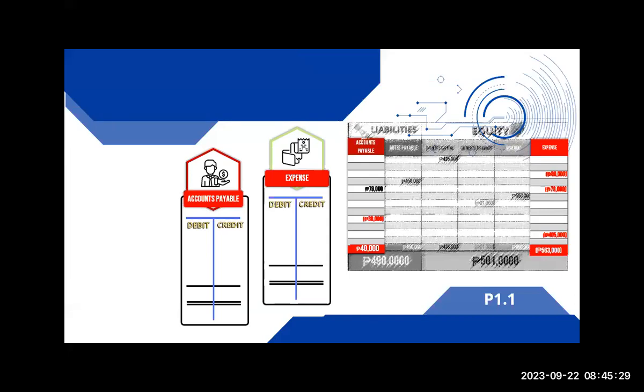Let's do another example. Accounts payable and expense. First step in making a T account, let's make the T's. And then let's categorize first. Accounts payable, what account type is it? Asset, liabilities, owner's equity.